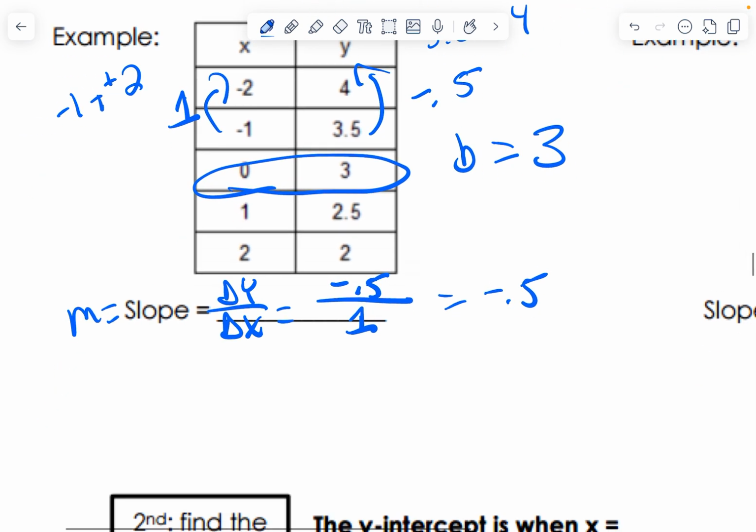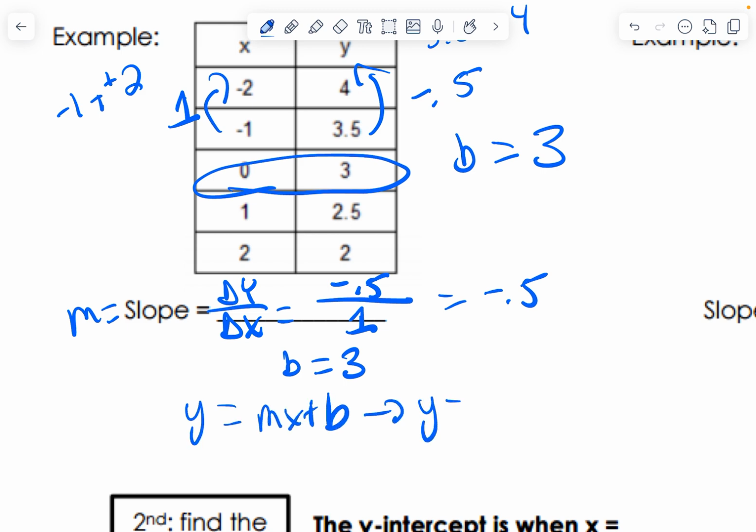All right, so if my slope is negative 0.5 and my y-intercept is 3, then to write my equation of my line, it would be y equals negative 0.5x plus 3.